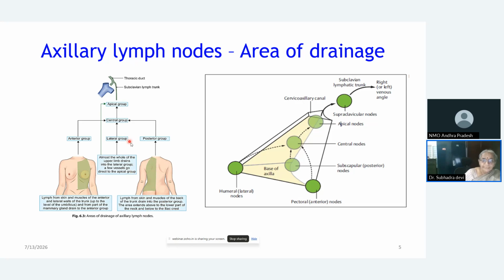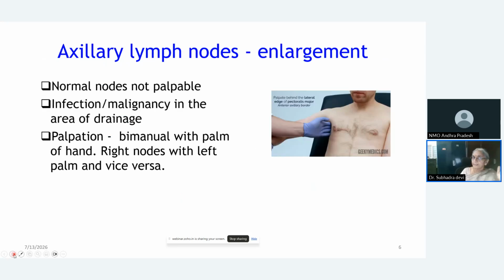You can see the colored area. Then what about the lateral group? Whole of upper limb drains into this one, except a few vessels following the cephalic vein that can go directly into the apical group, and how they pass through the central and apical group, subclavian lymph trunk, thoracic duct, and where the subclavian trunk and thoracic duct open on the left side, and what about the right lymphatic duct on the right side, you should be able to recollect that part.